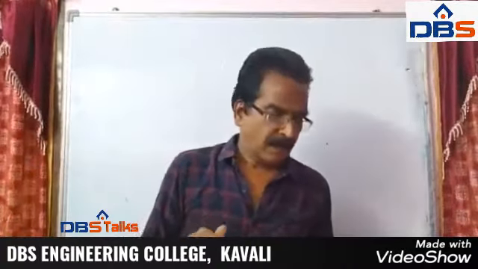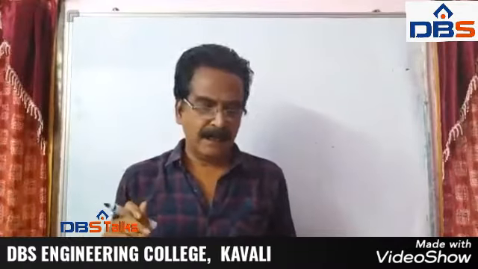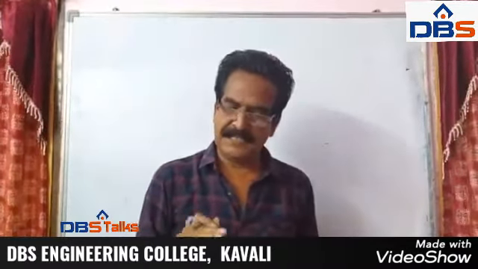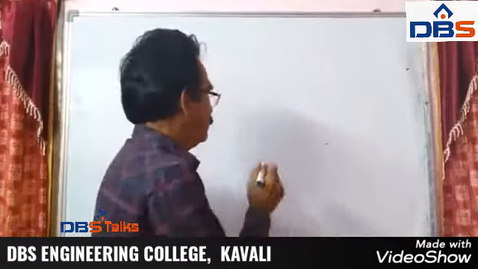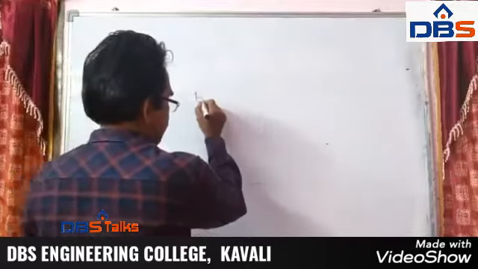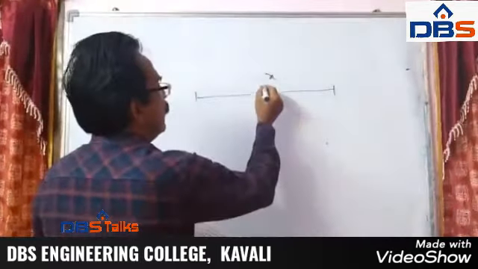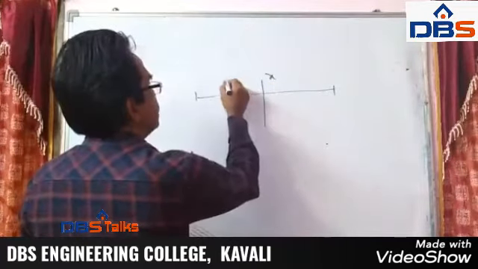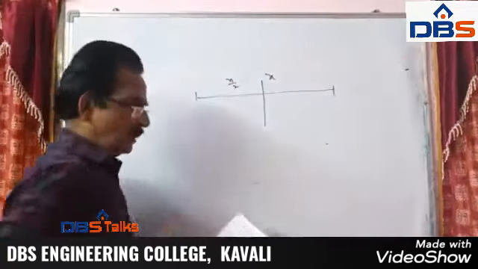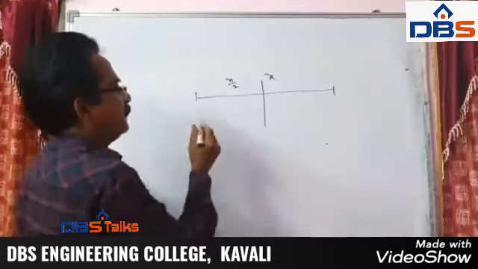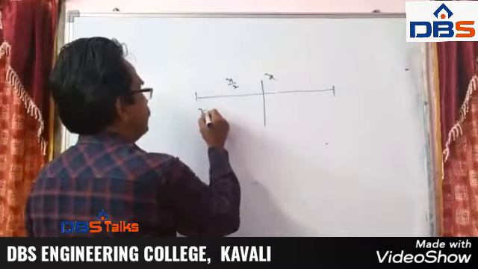Friends, a particle moving in a straight line covers half the distance with the speed of 3 meters per second. Say the total distance is x, so half of the distance, x by 2, is covered with the speed of 3 meters per second.